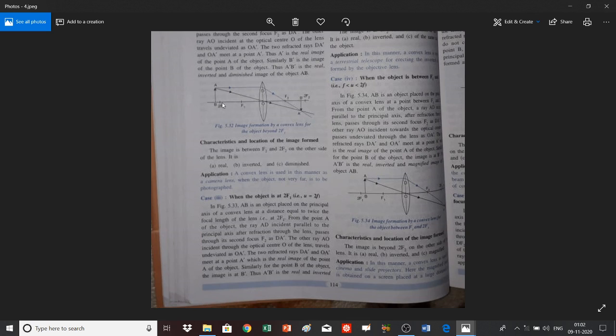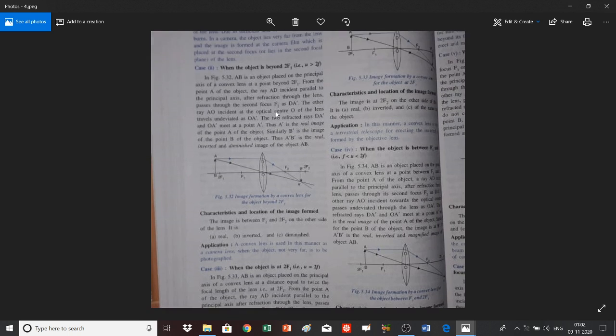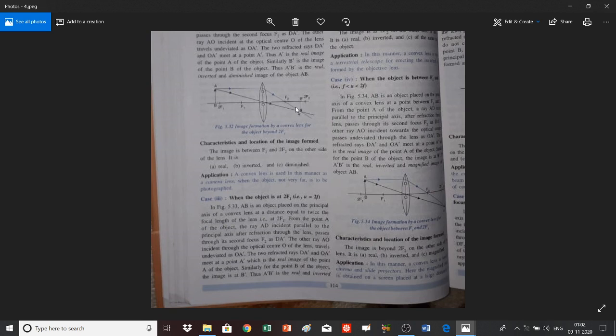Similarly, the image of the point B will form at B prime. So just connect A prime B prime, and you will have the image of the object AB. I hope that you understand how this image is formed.